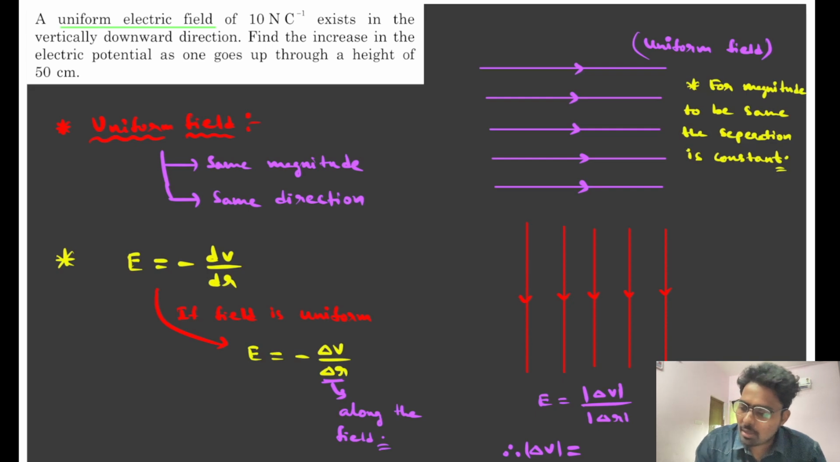What is the value of E? This is the value of E and this is 0.5. So the answer is 5 volt. So there will be an increase of 5 volts when we are moving in the upward direction.